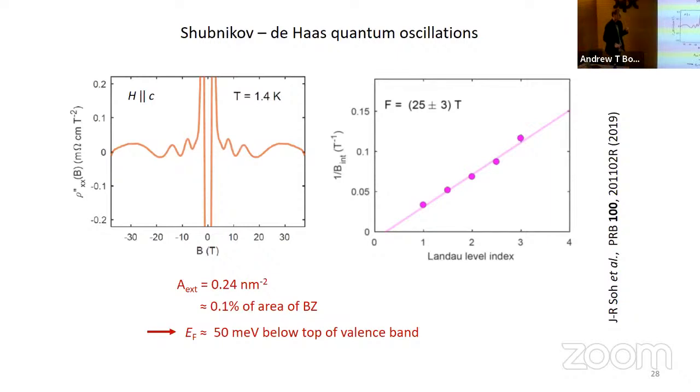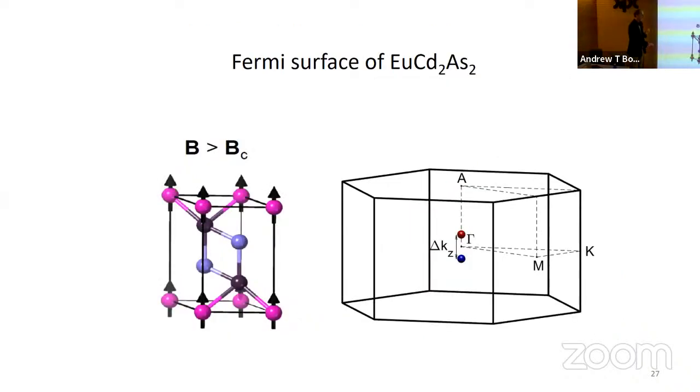It's very small. It's about 0.1% of the area of the Brillouin zone. So going back to this picture here, the area of the Fermi surface, you can think of it as being like the projection of this, like a little circular projection perpendicular to the C-axis. It's about 0.1% of the area of this hexagon here. So it's very, very small, but it's not 0.